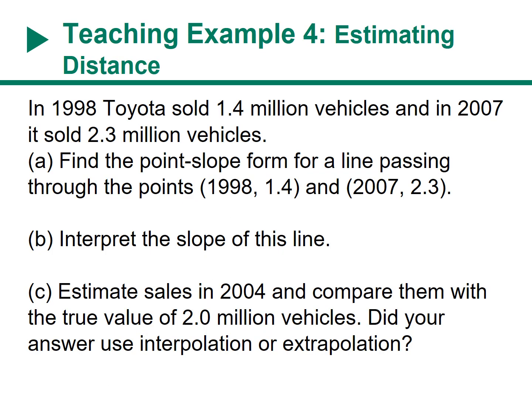All right, word problems, okay? With word problems, we just lose our mind. Like, oh no, okay? It's the same math. You just have to read the word problem. Here it says in 1998, Toyota sold 1.4 million vehicles, and in 2007, it sold 2.3 million vehicles. Find the point slope form for a line passing through the points 1998, 1.4 and 2007, 2.3. Is it anything different than what we just did, except it's now talking about a real world situation?